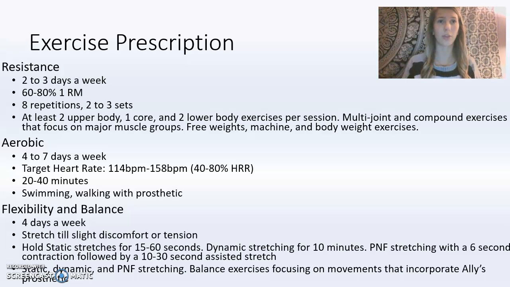Allie should work on her flexibility and balance 4 days a week. She should stretch till slight discomfort or tension. She should hold her static stretches for 15 to 60 seconds. Her dynamic stretches should last for 10 minutes, and PNF stretching with a 6-second contraction followed by a 10 to 30-second assisted stretch. She should do static stretching, dynamic stretching, and PNF stretching. She should also do balance exercises that focus on movements that incorporate her prosthetic.